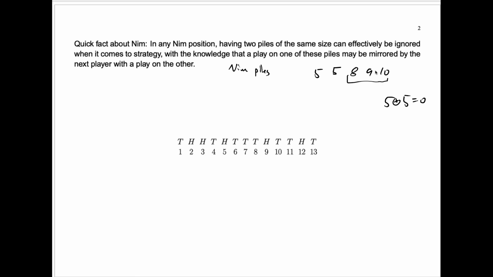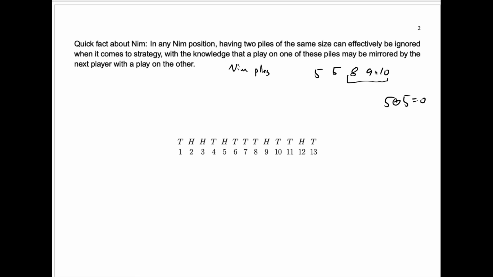So with that knowledge, you can really think of any NIM position as being like a turning turtles position, where if there are 2 5s, you can just ignore them. If you have 3 5s, ignore 2 of them and treat it like one pile of 5. If you have 17 5s, you could ignore 16 of them and treat it like one pile of 5. Everything will play exactly the same, except for this mirroring when one stone from a repeated pile is taken.